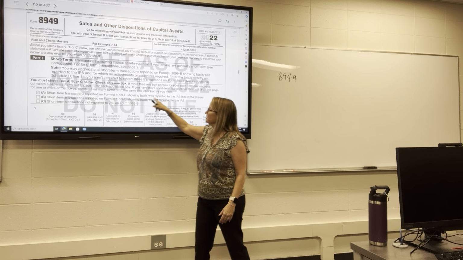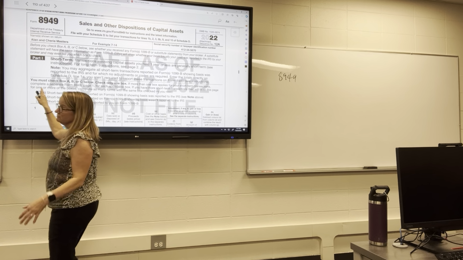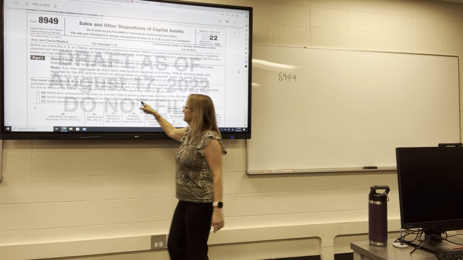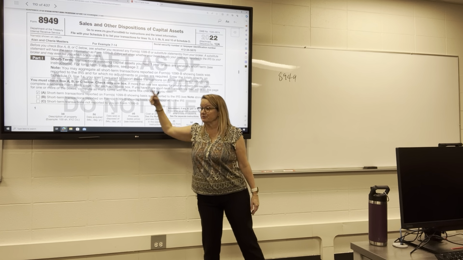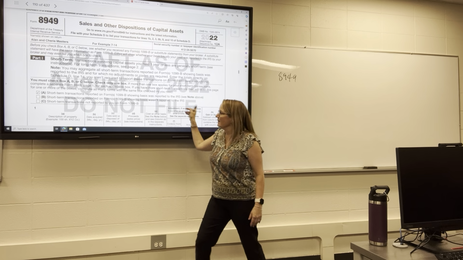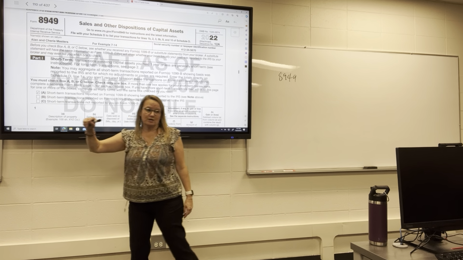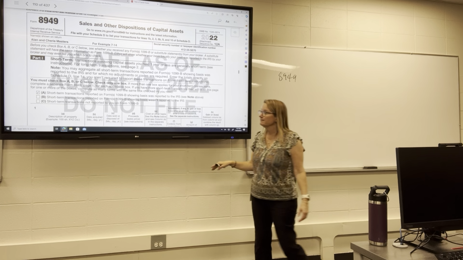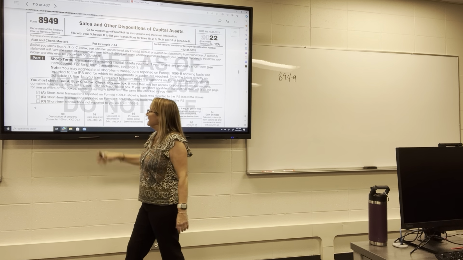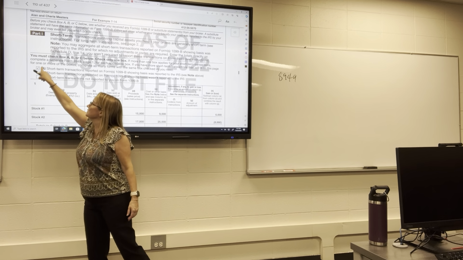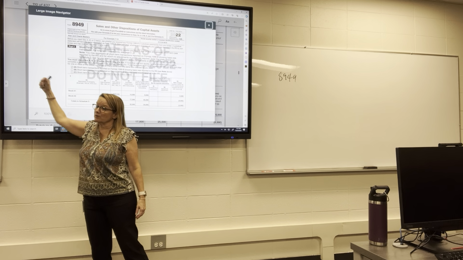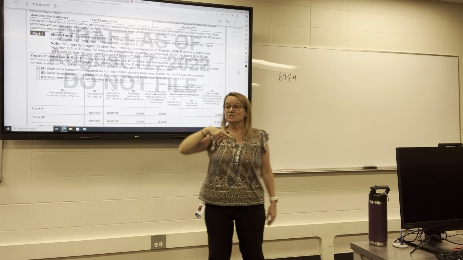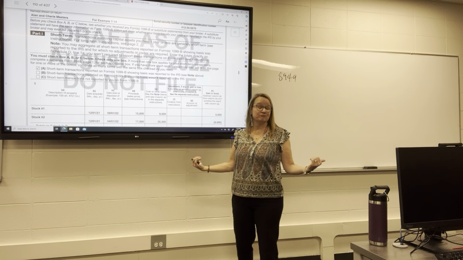So if the basis was reported and it's a short-term transaction, gain or loss, box A would be checked. If it was a short-term transaction and you got a 1099-B, but there was no basis listed, box B is gonna be checked. If it was a short-term transaction and you did not get a 1099-B, box C is gonna be checked. Each form is going to pertain to one of these check boxes. Now we're not done because these are short-term, and we've got long-term as well, right? So you could have six different 8949s.